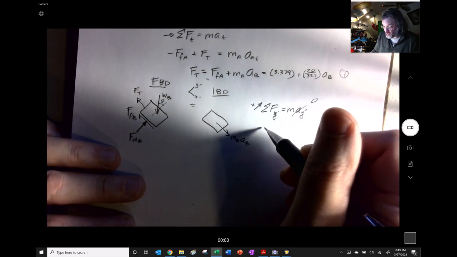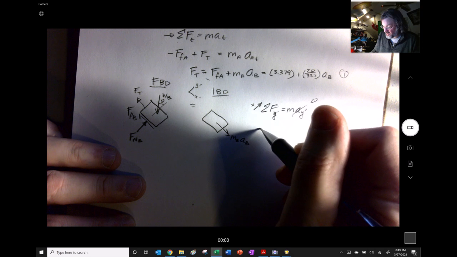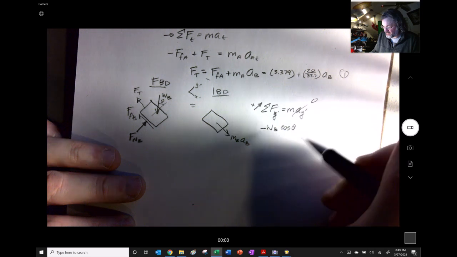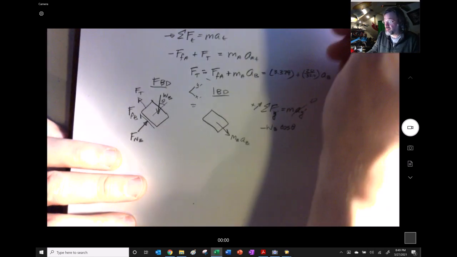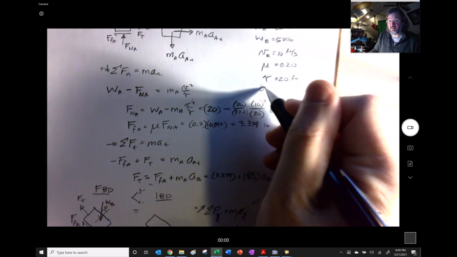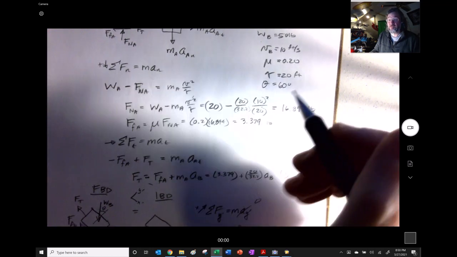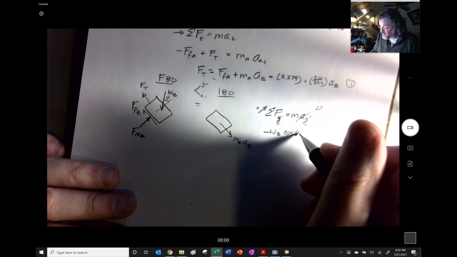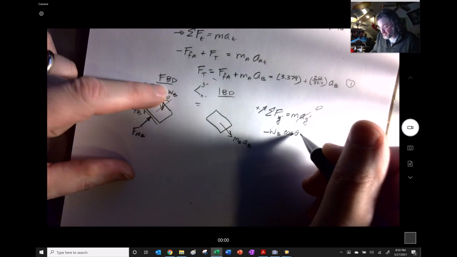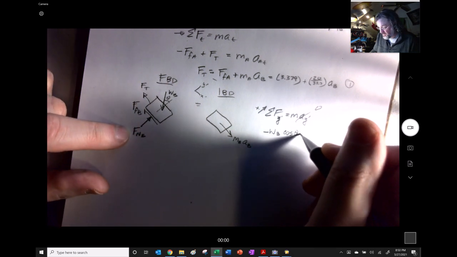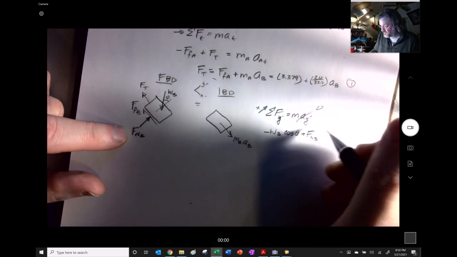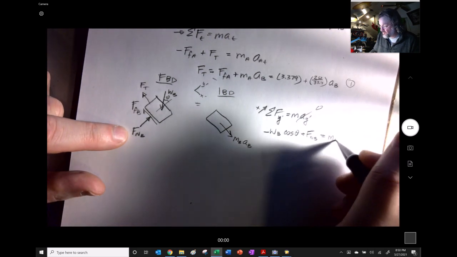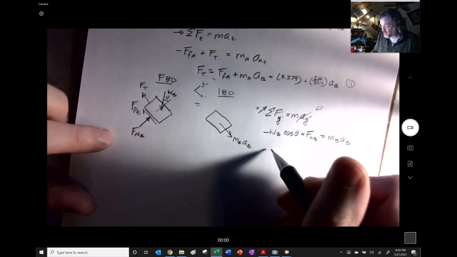So let's see. I'm going to have a negative weight of B times the cosine of theta. And oh, I assigned theta as something up here too. I forgot to write it up. My theta was just 60 degrees right there, yeah. So I forgot to put that in there. And moving on here, that's that direction, and then plus FNB, and it's going to be equal to MBAB right here.